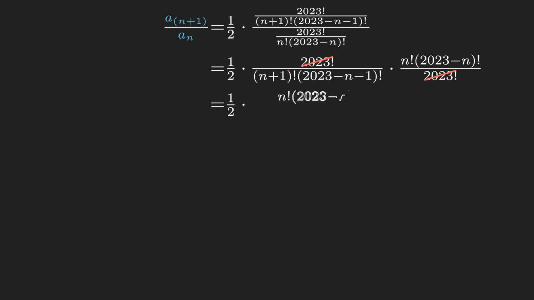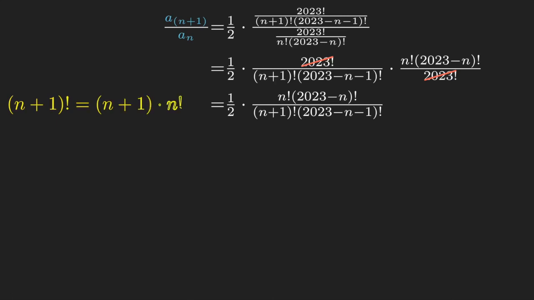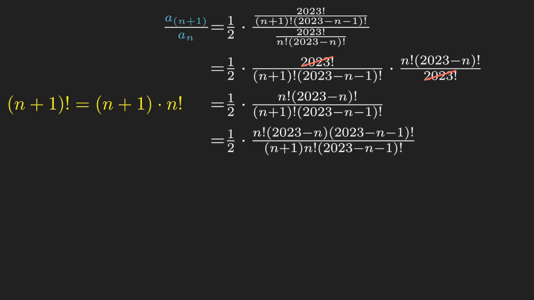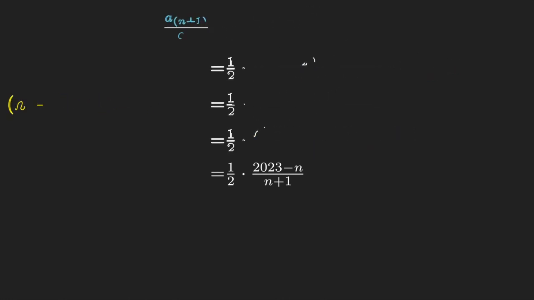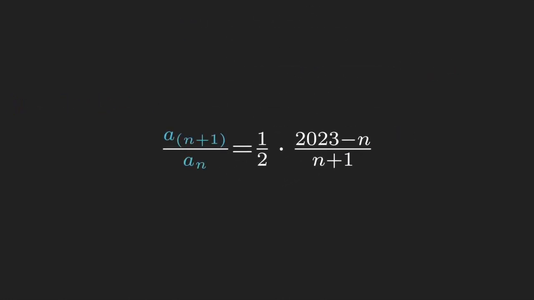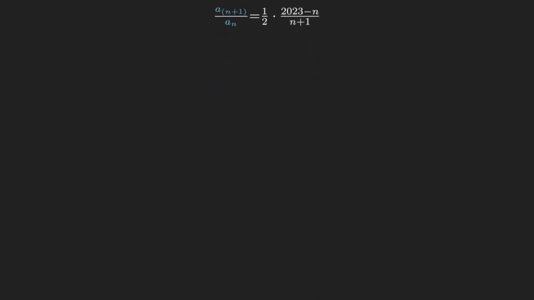This allows us to cancel out the 2023 factorial terms. With factorials, there is this very useful identity which can be easily derived from the definition of a factorial. We can use it to rewrite the n plus 1 factorial and the 2023 minus n factorial like so. Now we can cancel out a lot of things as they appear on both the top and the bottom of our fraction. And now we have a very simple equation for the ratio of two consecutive coefficients in the binomial expansion of x plus 2 to the power of 2023.